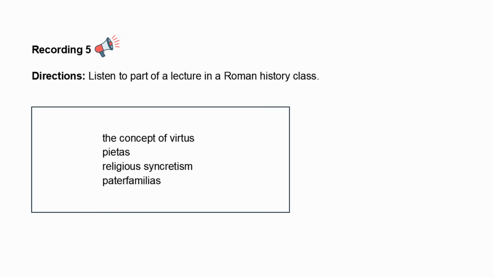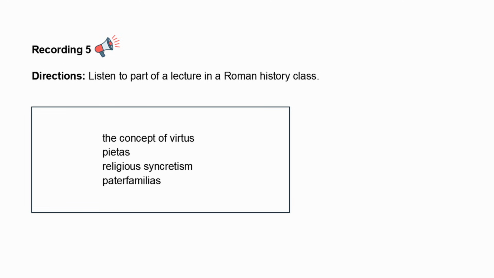Family structure was absolutely central to Roman culture. The paterfamilias, the male head of household, had enormous authority, but also enormous responsibility. He was responsible not just for his immediate family, but for slaves, clients, and sometimes extended family members. The Roman family was really an economic and political unit, not just a kinship group.